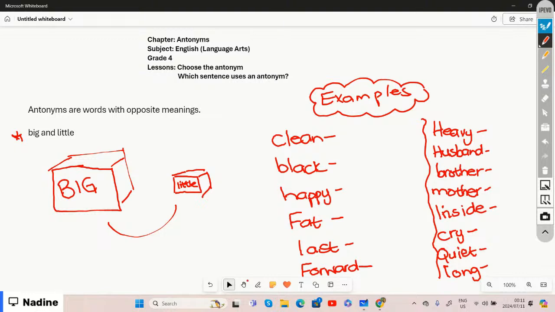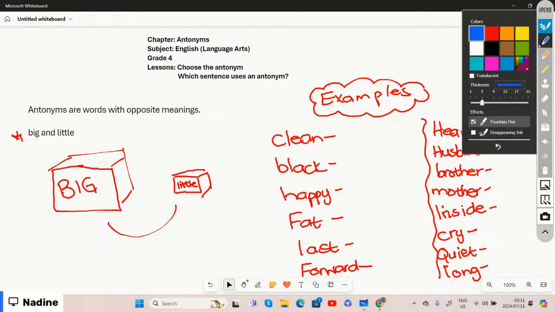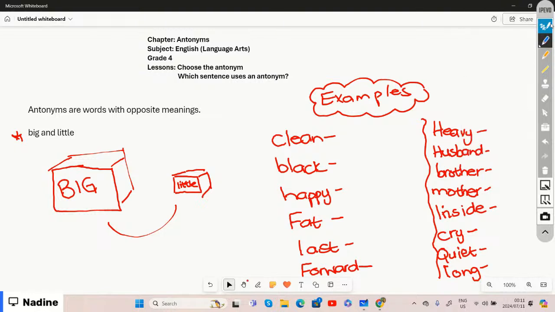All right. So we are now going to look at the opposites of those words. Some of you already wrote down a few opposites. So let's start. The opposite of clean is dirty. Well done. If something is not clean, it is dirty. If something is not dirty, it is clean. If I'm not happy, then I'm sad. What is the opposite of black?